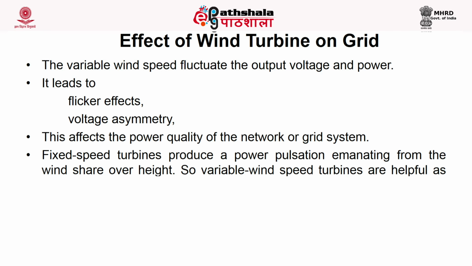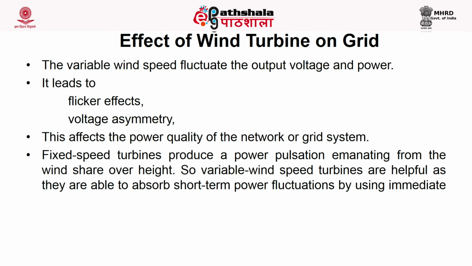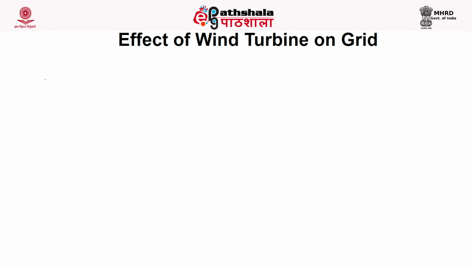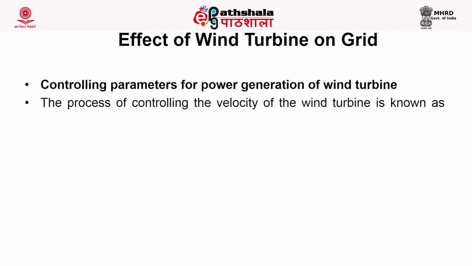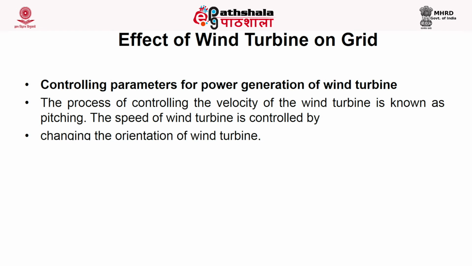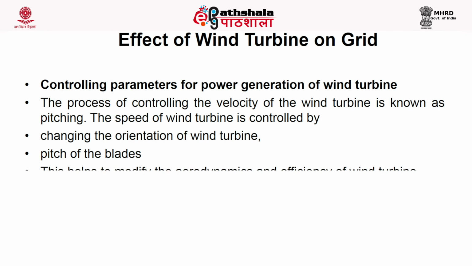Fixed speed turbines produce a power pulsation emanating from the wind shear over height. So variable wind speed turbines are helpful as they are able to absorb short-term power fluctuations by using immediate storage of energy on the rotating drive train. The process of controlling the velocity of the wind turbine is known as pitching, and the speed of the wind turbine can be controlled by changing the pitch of the blades. This helps to modify the aerodynamics, and hence the efficiency of the wind turbine can also be improved.